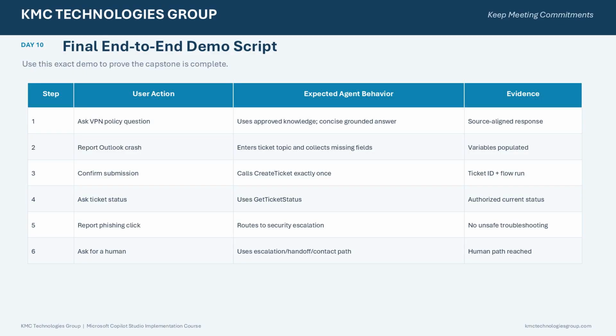Finally, ask for a human. The agent should honor the request and enter the configured handoff or approved support contact path. Where live transfer is available, preserve useful safe context. The proof that the capstone is complete is not simply a message saying escalation occurred. The configured human support path must actually be reachable.